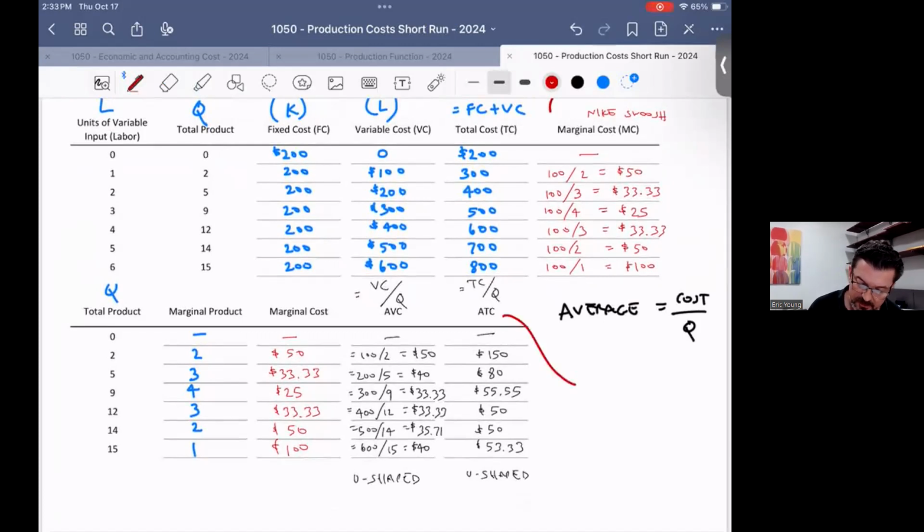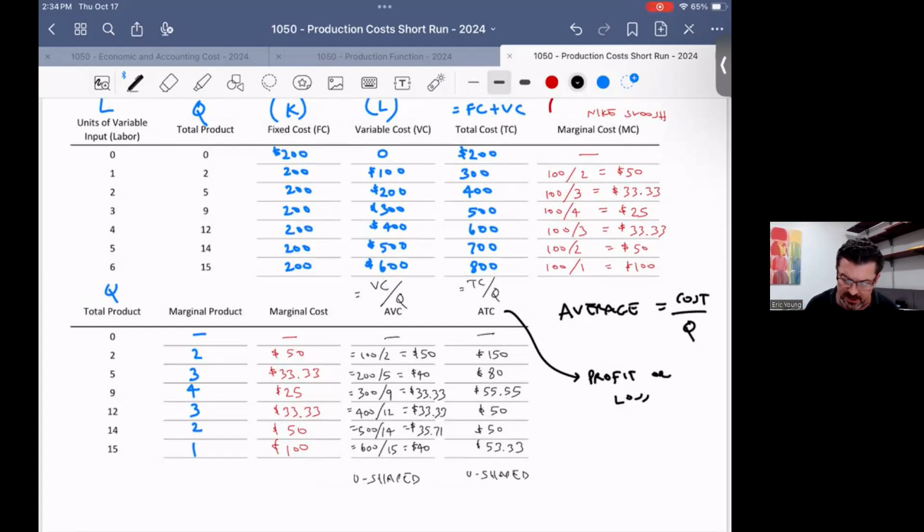This ATC curve tells us are we making profit or loss? So we have three major curves: marginal cost, average total cost, average variable cost. They all have unique characteristics, unique shapes, and they all tell us something really important. Specifically, marginal cost tells us how many items to make, and average total cost tells us at that level of production, do we have profits? And if so, how big?